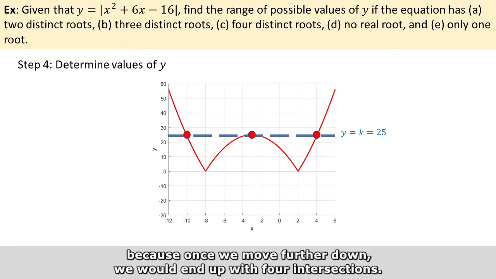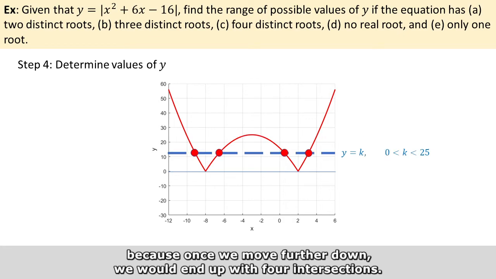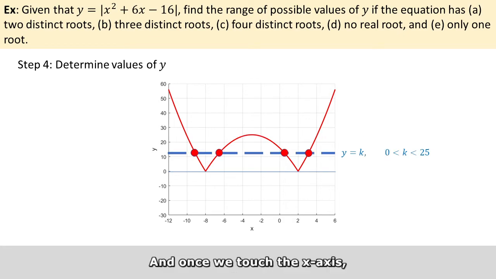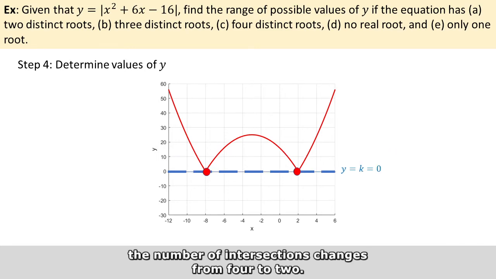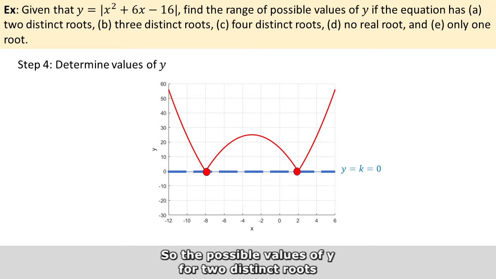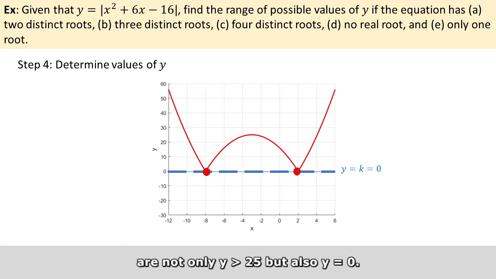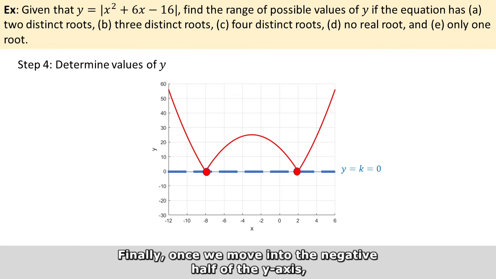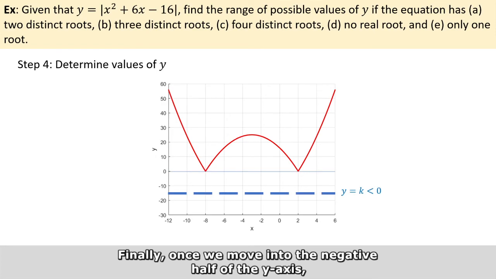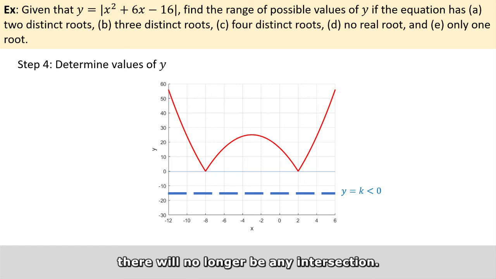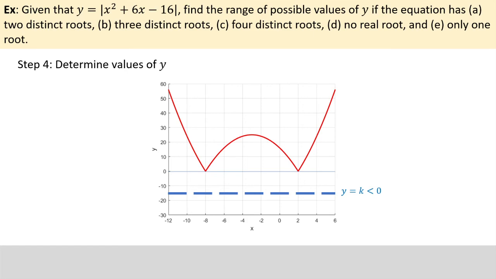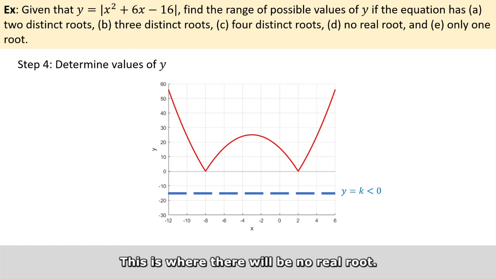Because once we move further down, we will end up with 4 intersections. And once we touch the x-axis, the number of intersections changes from 4 to 2. So the possible values of y for 2 distinct roots are not only y greater than 25, but also y equals 0. So finally, once we move into the negative half of the y-axis, there will no longer be any more intersection. So this is where there will be no real root.